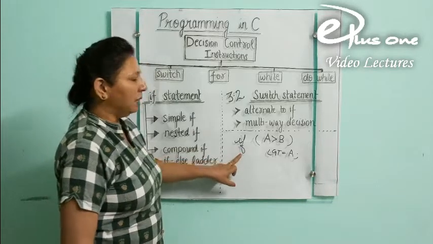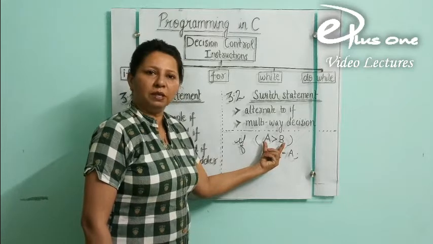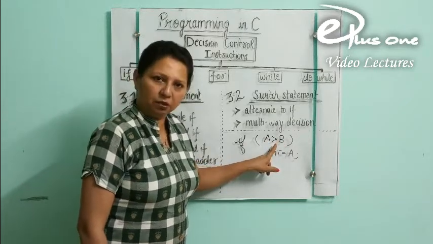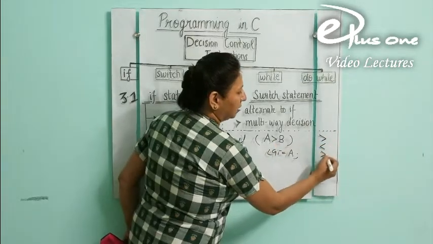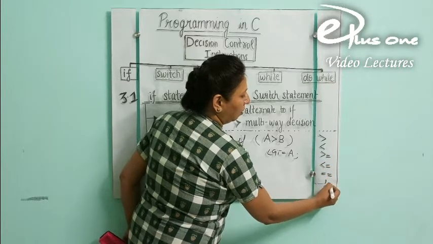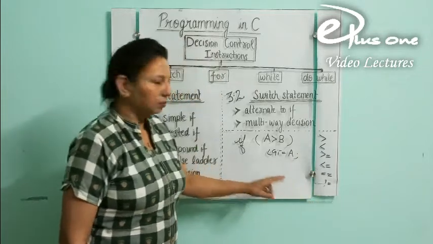In this, you are making a decision. Now this decision normally consists of two operands and also a relational operator in between them. The relational operators can be greater than, less than, greater than or equal to, less than or equal to, double equal to, and not equal to. We talked about this in the previous chapters also.